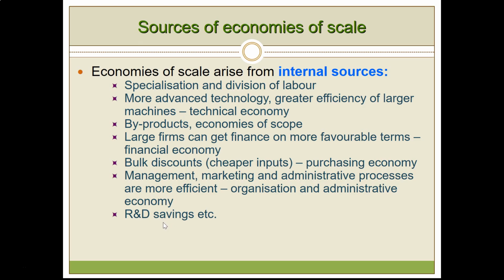In other words, the larger your company is, the larger is your scale of operation, the cheaper it might be to produce your output per unit because your fixed costs are spread across a larger number of items, and as a result, the average cost per unit declines.